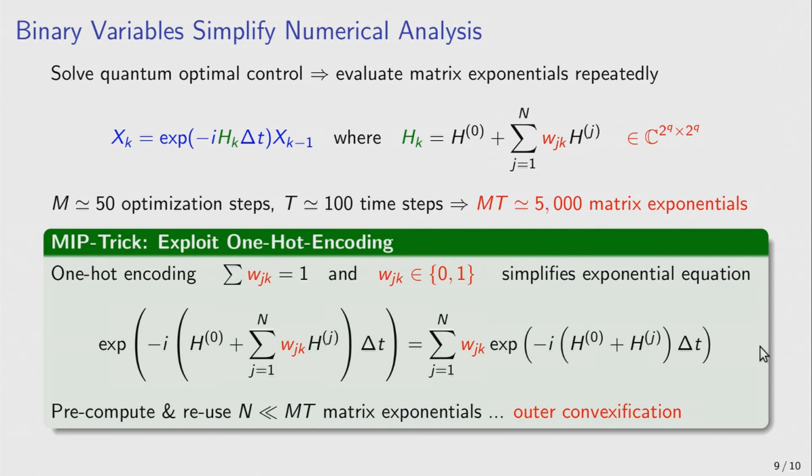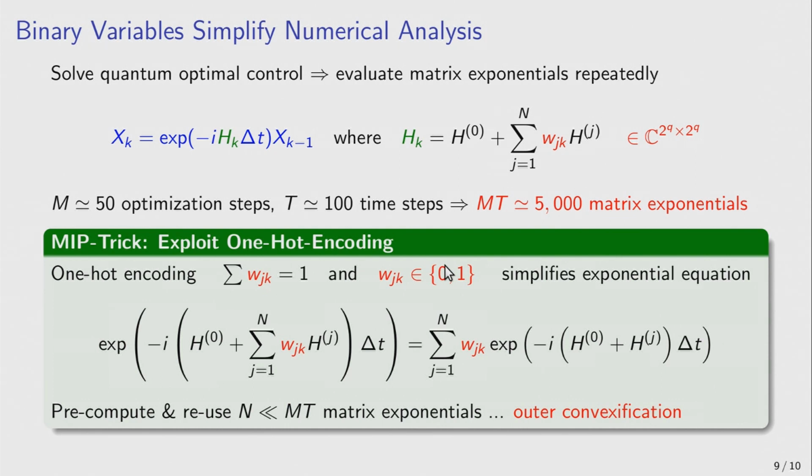The advantage is, if I do this form here, then I need to form a lot of different matrix exponentials, potentially especially if I have fractional values here. But if I do this form here, I can get away with pre-computing these matrix exponentials once for any values of w_jk. And that helps me when I want to solve the relaxation.